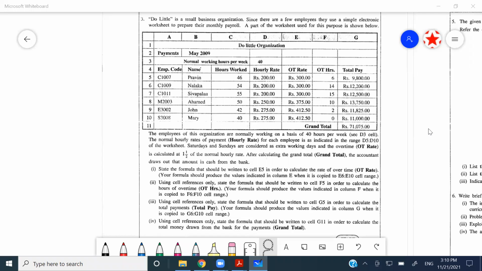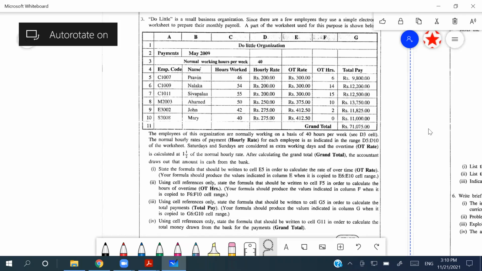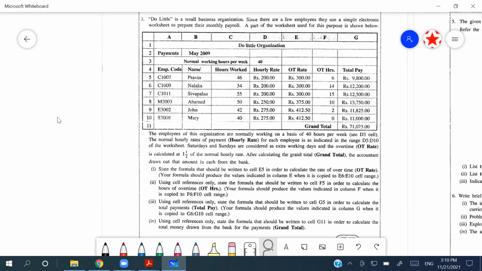Right, as you can see, the Excel question is about a particular small business organization, the Doolittle small business organization. What they're saying is, since there are few employees, they use a simple electronic worksheet to prepare their monthly payroll, right? A part of the worksheet used for this purpose is shown below.